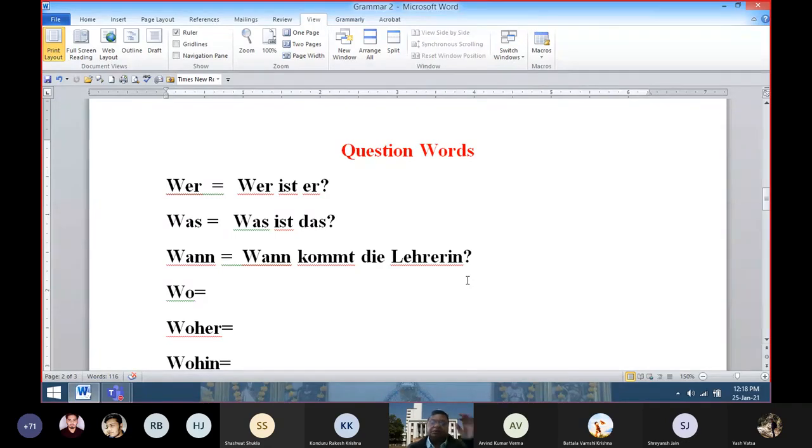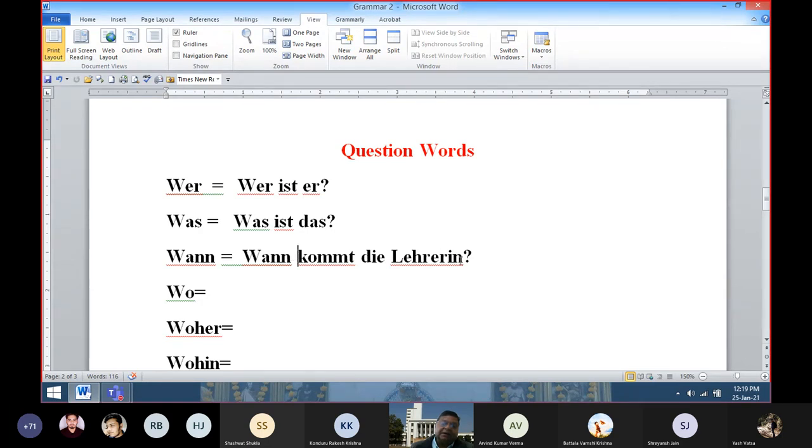So lots of words you'll be learning like this only, like Professor, Professorin, Lehrer, Lehrerin, Student, Studentin, Freund, Freundin, all these. So wann means when, wann kommt. Please remember, like in English, we are using some auxiliary verbs like do, does, is, am, are, etc. As I have already mentioned, these are not required.